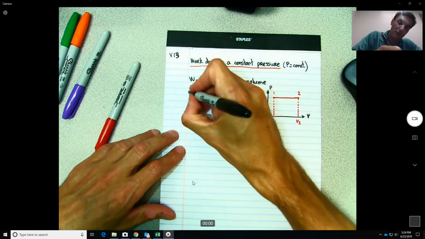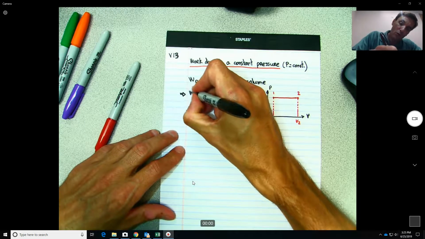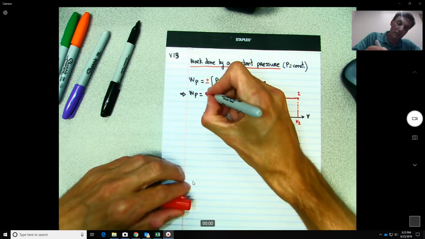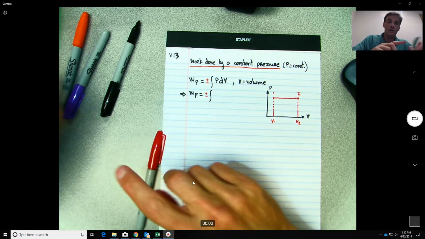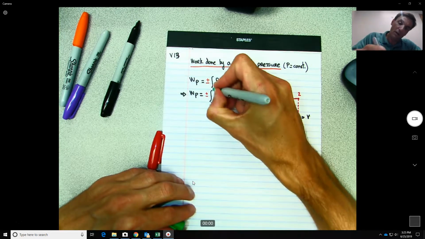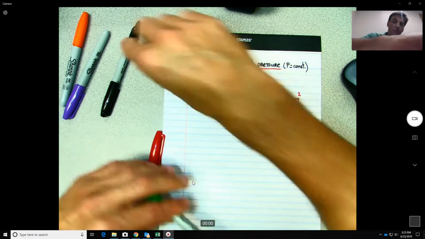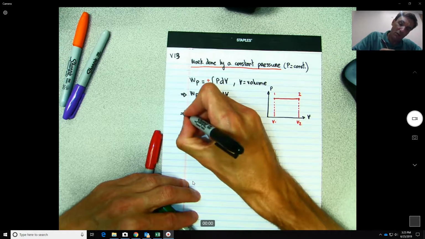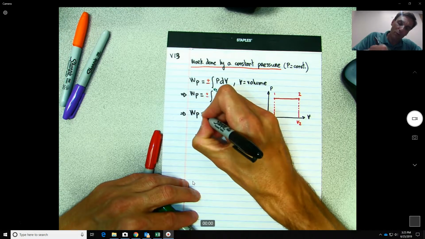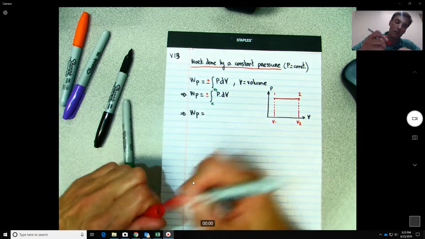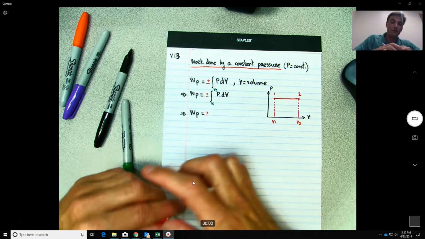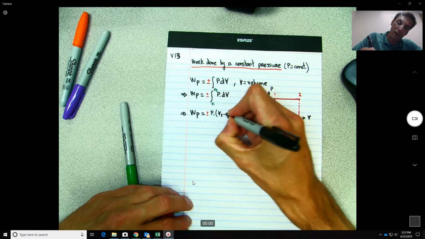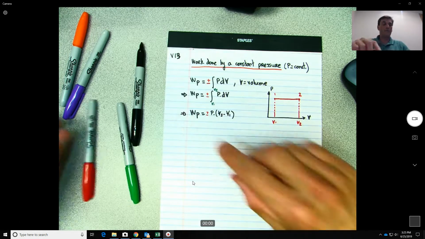Alright, so in that case we have the work done by the pressure equal to the integral of plus or minus P dV from V1 to V2. So this case is very simple. The work done by the pressure will be equal to plus or minus P times (V2 minus V1). Okay?